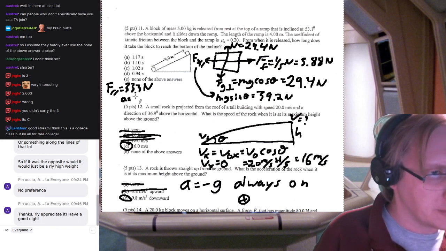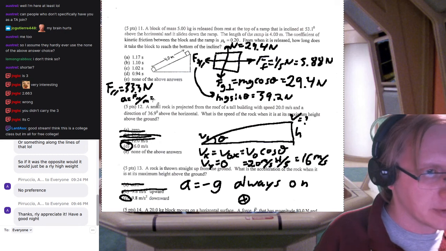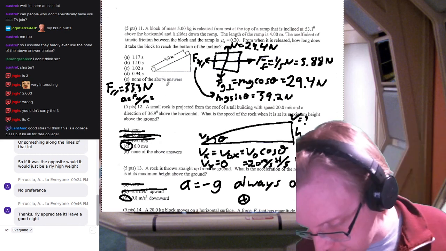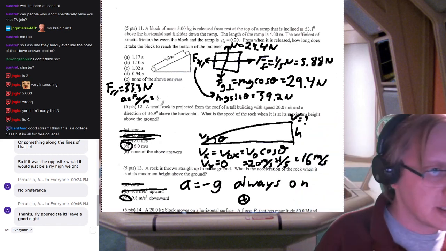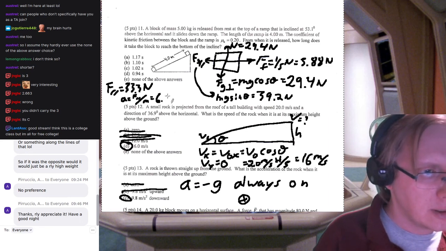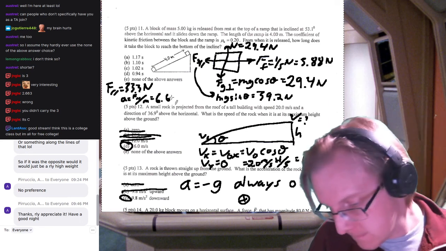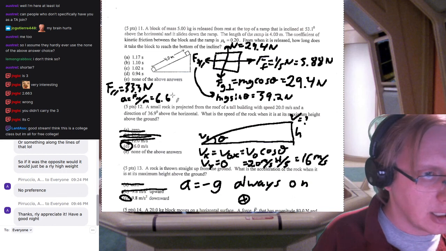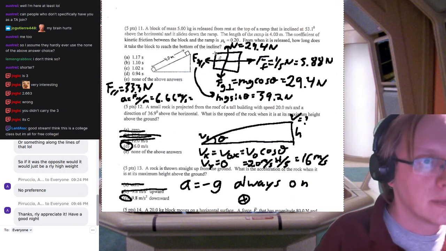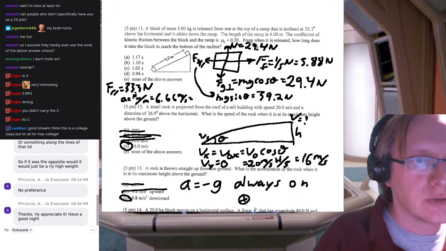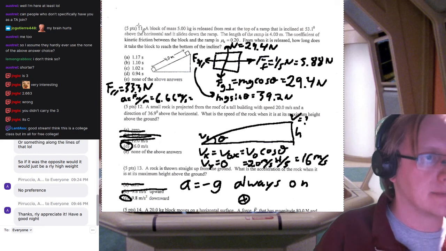Acceleration is equal to force parallel over m, divide that by 5, 6.66 meters per second squared. So we have an acceleration. From when it's released, how long does it take to reach bottom? So I want to say time.